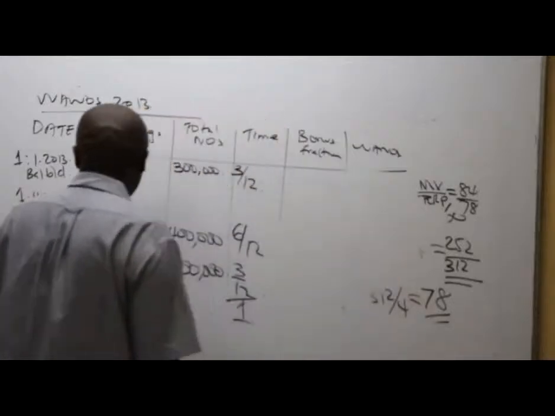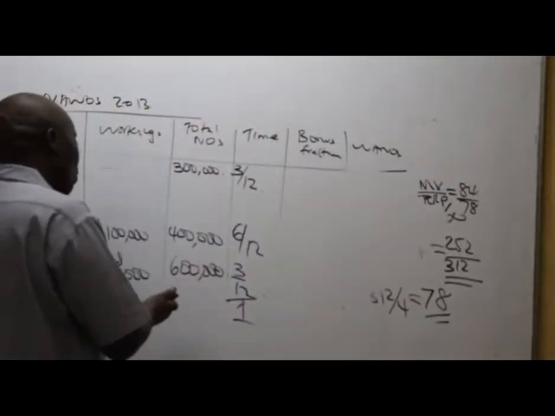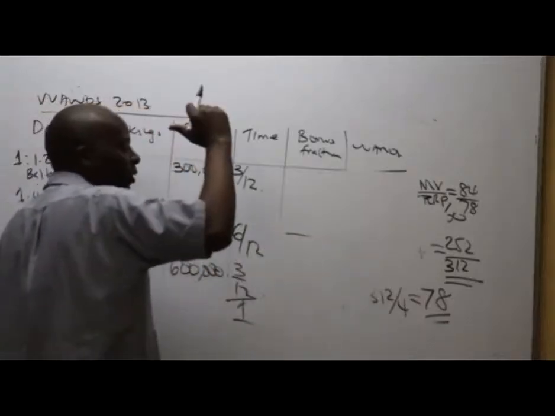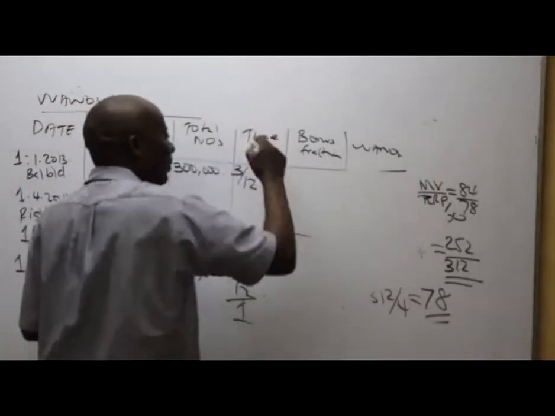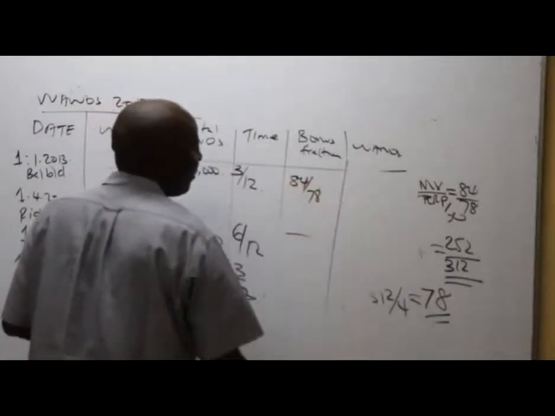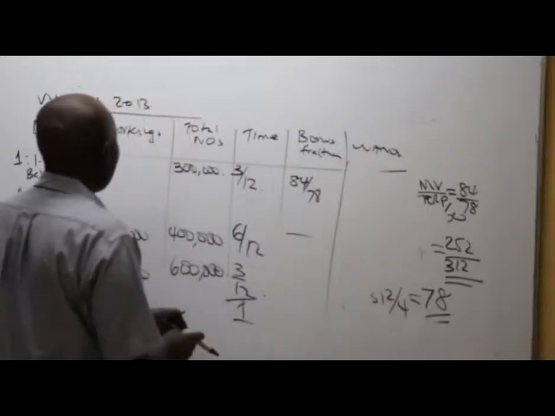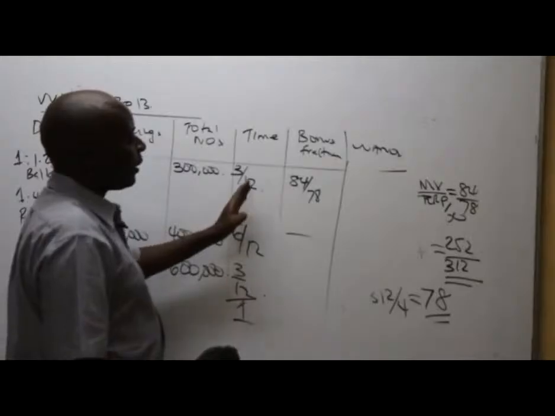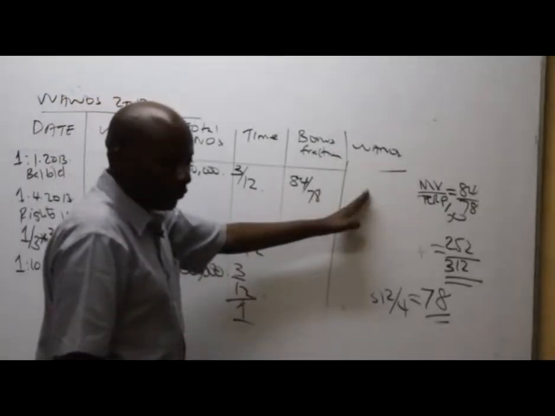Kumbuka uwezo ukaanzia mahali pa right, not rights issue. Your bonus fraction cannot start from there. It normally starts from the immediate predecessor and then goes up and up and up. So this one here will be 84 over 78. And then I'll be able now to get the one-offs very easily by taking the total number times the time fraction times the bonus fraction, which will give me this in form of a whole number.